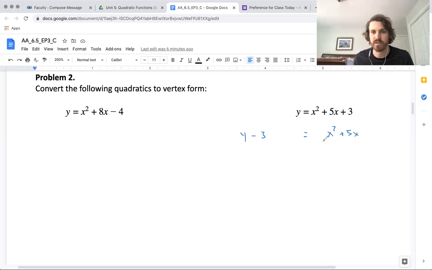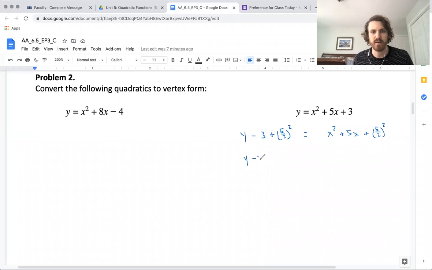Luckily, my leading coefficient is 1, so I can add 2.5 squared to both sides, or 5/2 squared. Right, again, you're always taking this number, dividing it by 2, and then squaring it. That's how you make a perfect square trinomial that can then be factored to a binomial squared. And so now we're going to simplify both sides.